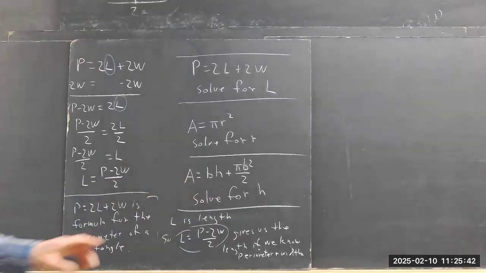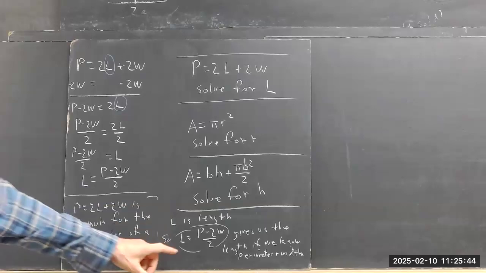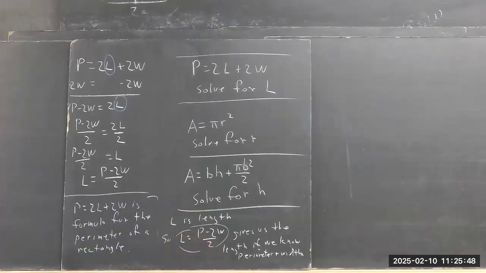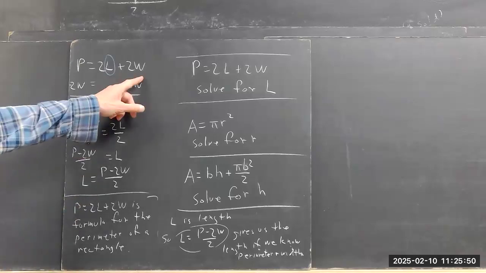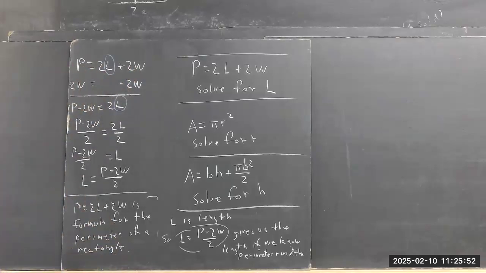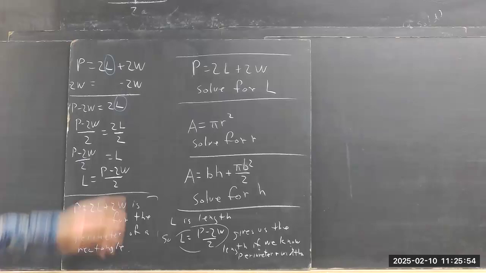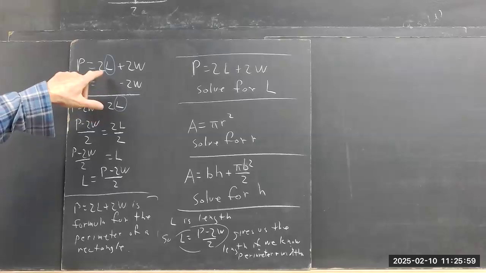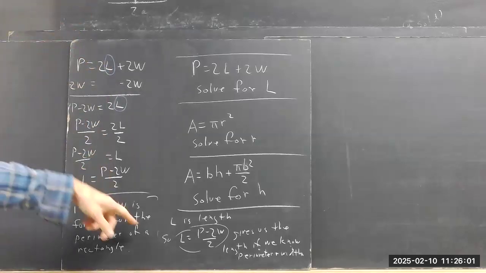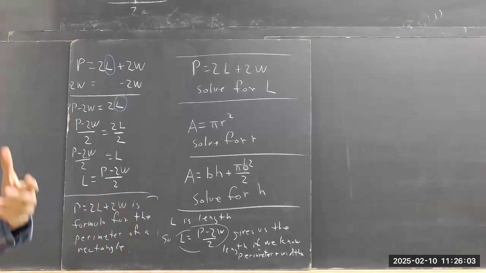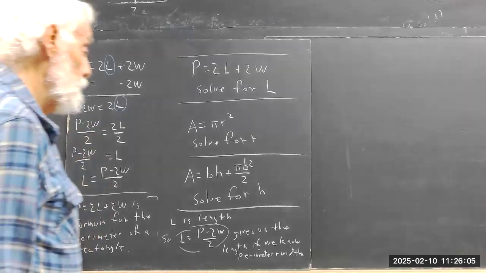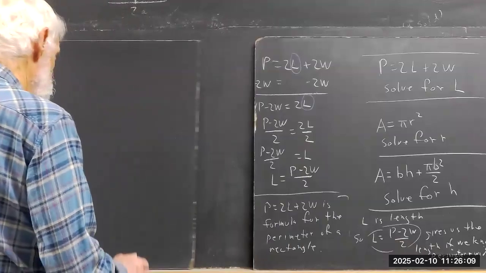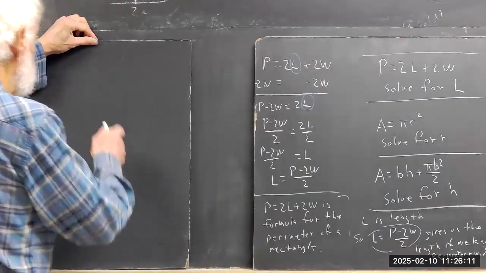What you have to understand is these formulas can be rearranged to give us one variable in terms of the others. Okay, we could have solved for the width in terms of the length and the perimeter, and it would have been very similar. So we would have subtracted 2L from both sides and so forth, and gotten a very similar formula. Okay, well, let's move on to the next one.